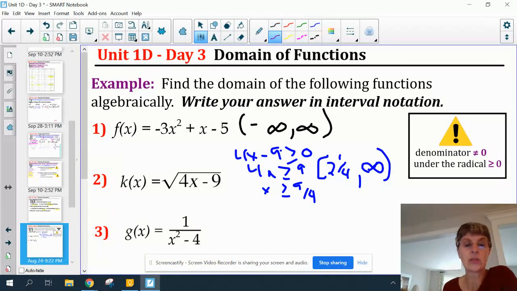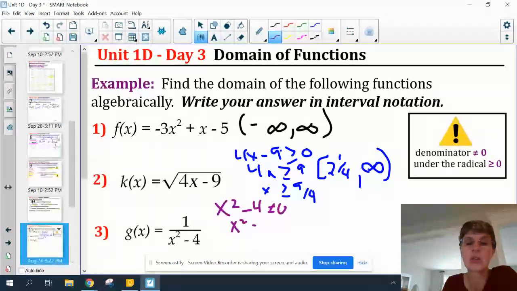Let's do this last one. The bottom's a problem. It cannot ever be 0. So we have to stop and check, let's make sure, that this can never be 0. Let's be careful. We'll move that 4 by addition.